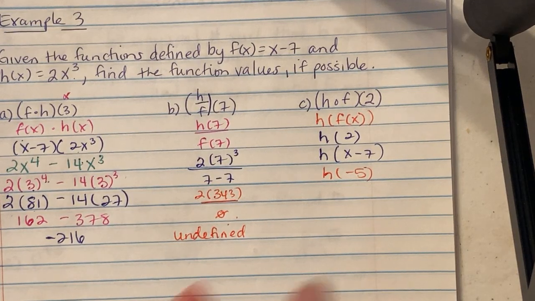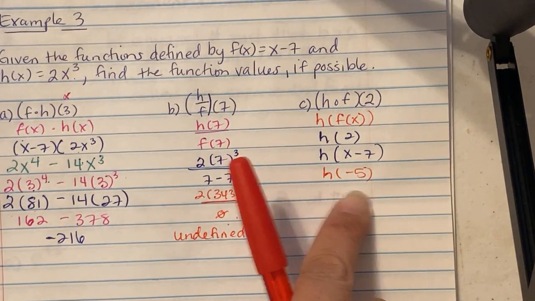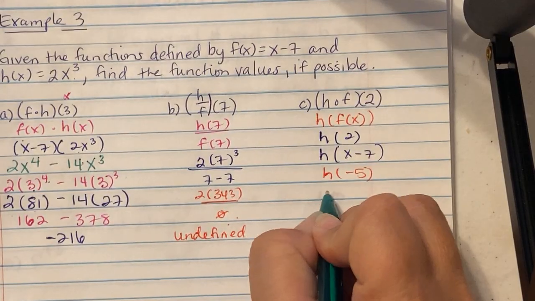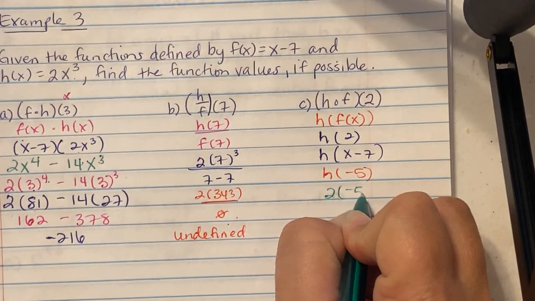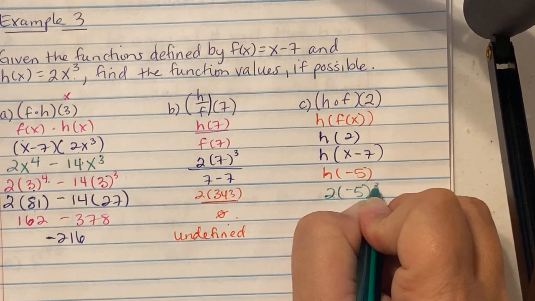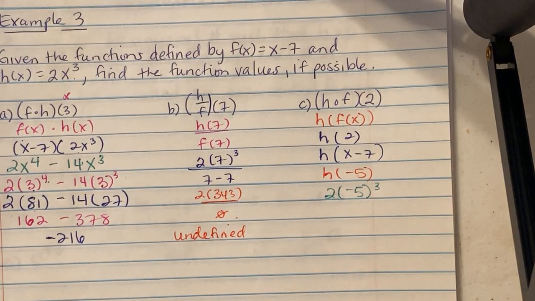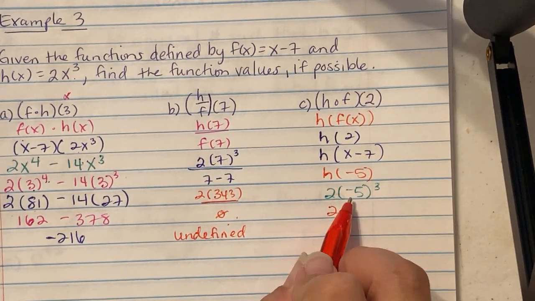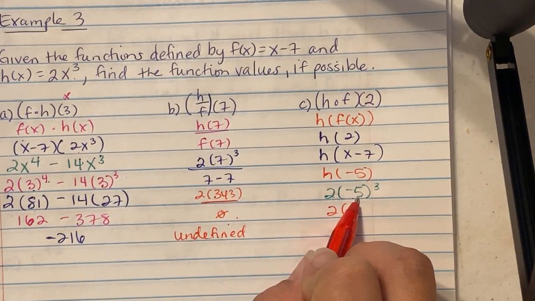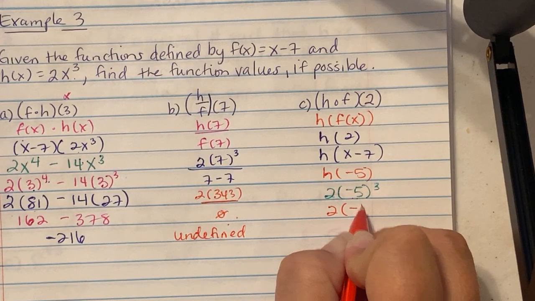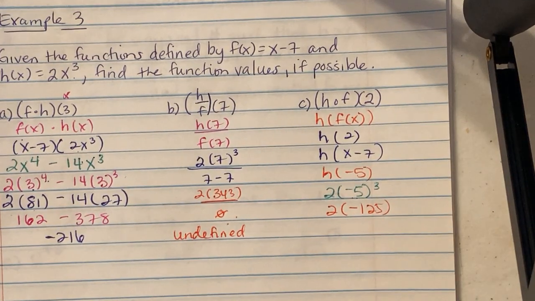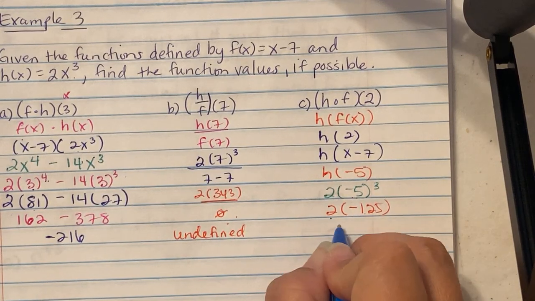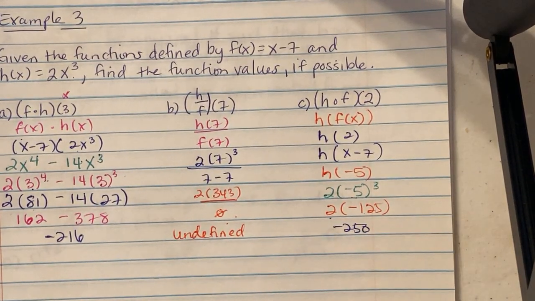And then now we're plugging the negative 5 into our h of x equation. So 2 times negative 5 cubed. Remember the rules. Exponents have to come first. So negative 5 repeated 3 times is still negative, so it's negative 125. And then finalize your math. So 2 times negative 125 makes it negative 250.